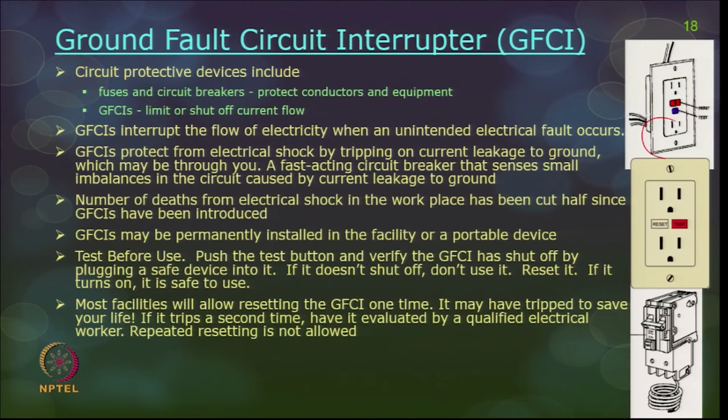It protects from electrical shock by tripping on current leakage to ground, which may be through you if it is not there. It is a fast acting circuit breaker that can sense small imbalances in the circuit caused by current leakage to the ground. The number of deaths from electrical shock was reduced to half when the sites introduced GFCI. It is permanently installed in a facility or it is a portable device, whatever way you want you can still choose.